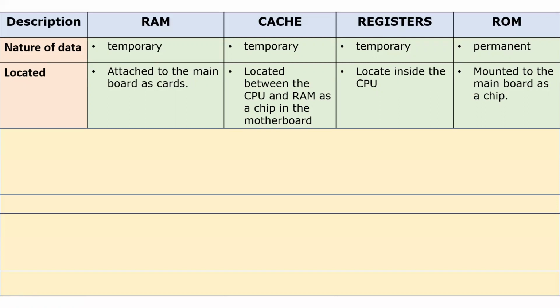Cache memory is located between the CPU and RAM. As a chip, you can find it in the motherboard. Right, located between the CPU and RAM. But remember, in the latest processors some part of the cache is available inside the CPU also. Registers are located inside the CPU. ROM is mounted to the main board as a chip.